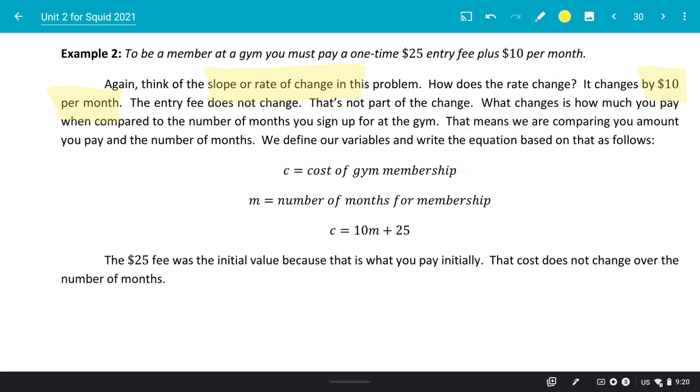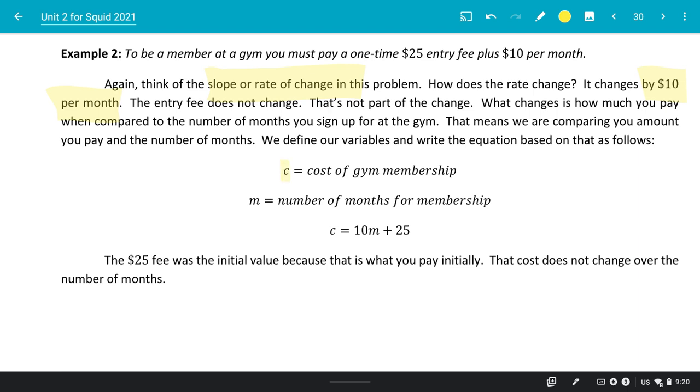The entry fee does not change. That's not part of the change. What changes is how much you pay when compared to the number of months you signed up for at the gym. That means we are comparing the amount that you pay and the number of months. We define the variables and write the equation based on that as follows.